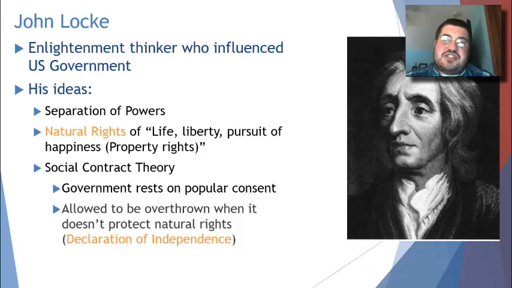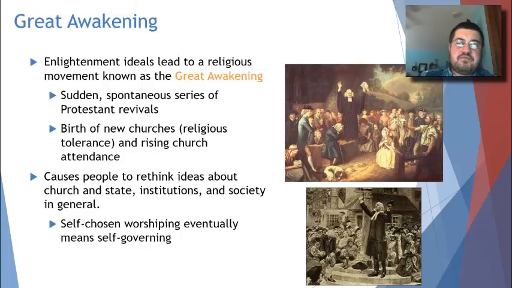The social contract theory that goes along with John Locke is that the government rests on popular consent. We, as citizens of the government, give up rights to the government in exchange for protection of other rights. And if those rights are not protected, our natural rights, then we have the right to overthrow that government. And that's the idea behind the Declaration of Independence.